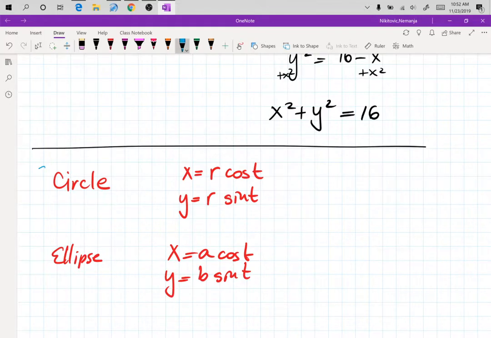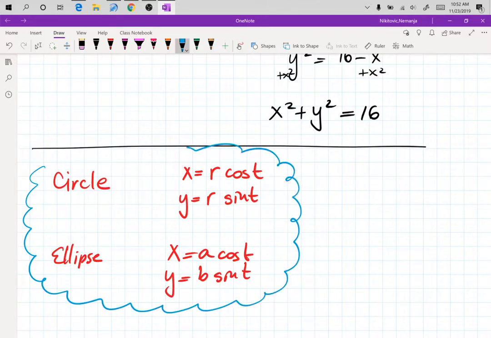So these are your parametric equations. And in Calc 3, you're just going to add the third line of z, and you're going to have a ball, and you're going to have an ellipsoid, which is like a watermelon, right? Either way you cut it, it's an ellipse.